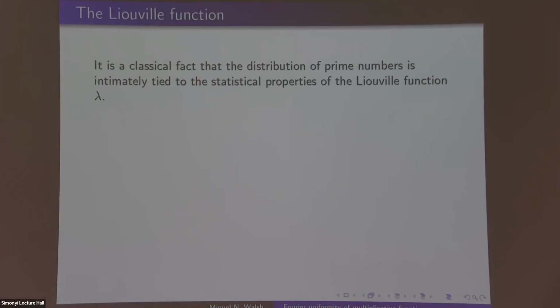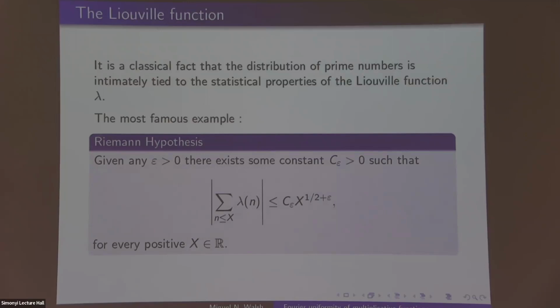And the most classical example of this is given by the Riemann hypothesis, which in one of its many equivalent formulations says that given any epsilon greater than 0, we can find some constant that depends only on epsilon, such that if we look at the partial sums of the Liouville function from 1 up to x, and we look at its absolute value, then this should be bounded by this constant times x to the 1/2 plus epsilon, and this should hold for every positive real number x.